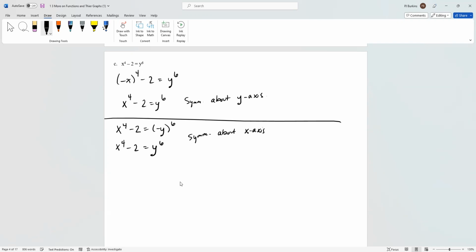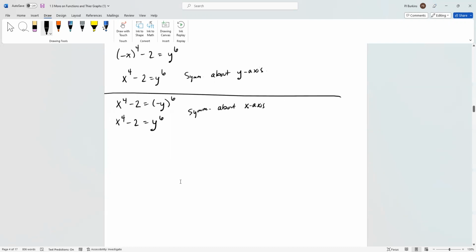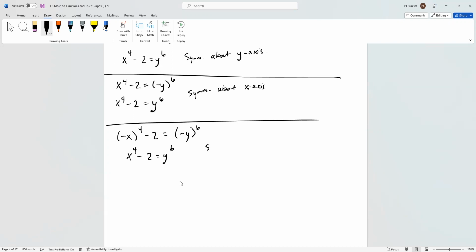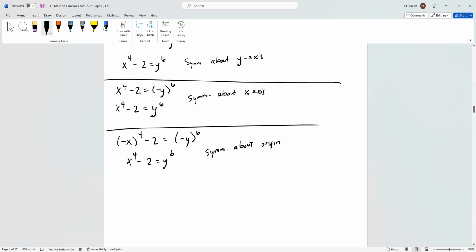Now, if I have symmetry about both, then I most likely have symmetry about the origin. Remember, we said that if we flip over one, then the other, we should be good, but let's see. So now I have negative for x at the same time that I plug in a negative y. That's x to the fourth minus 2 equals y to the sixth. That again is the same. So we're symmetric about the origin.